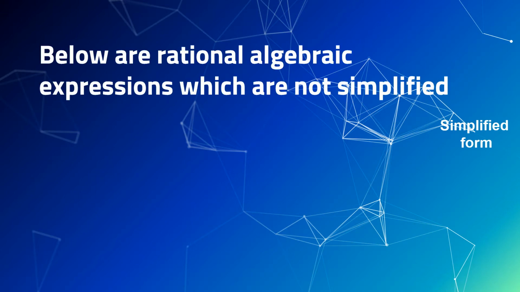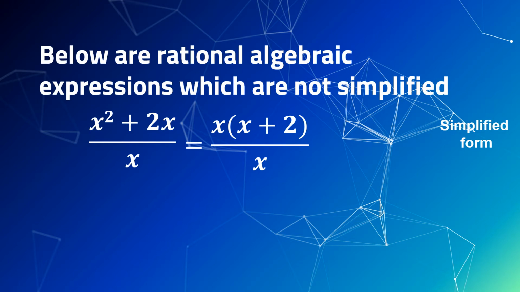So below are rational expressions which are not simplified. So we have x squared plus 2x over x. This rational expression is not simplified because we have a common factor in the numerator and the denominator. And that common factor is x.